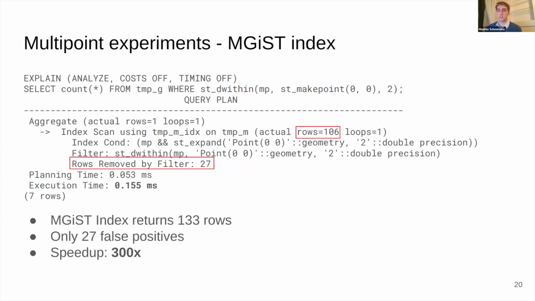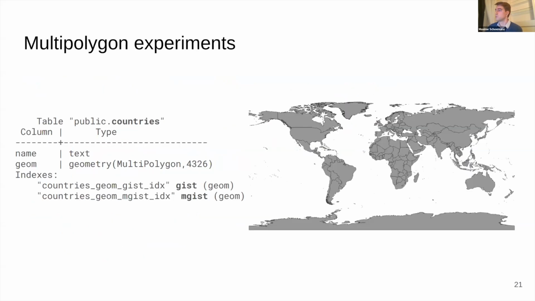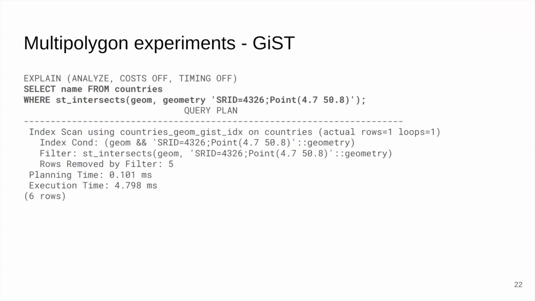So this was the example with the multipoints. Let me show the same thing for the second example that I was talking about before, with the countries and the multipolygons. Let's say I have here a table with countries. They have 2 important columns, the name column and the geometry, which is stored as a multipolygon. In this case, we have about 260 countries in total. And then we can create either a gist or an mgist index on this second column. So let me run the query here.